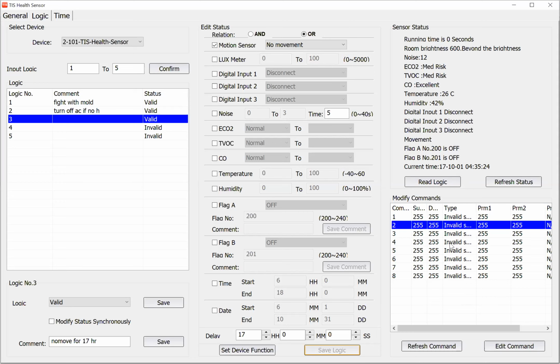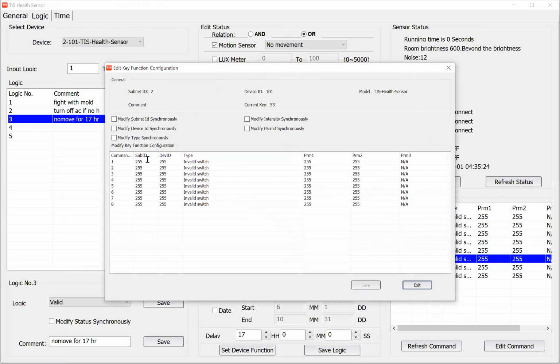Okay? Do you understand about these three logics? If you have any question, please ask me.